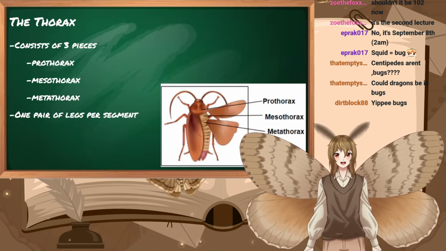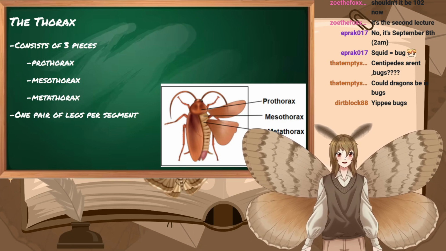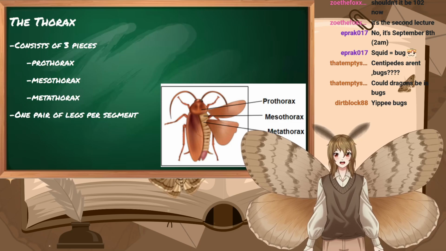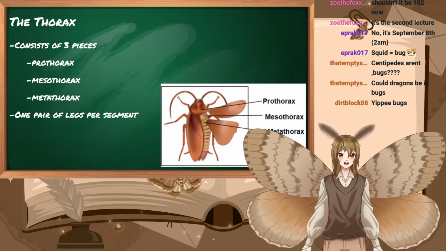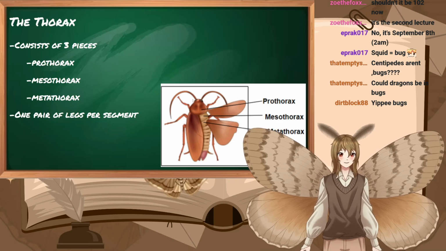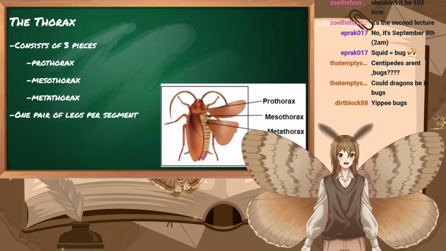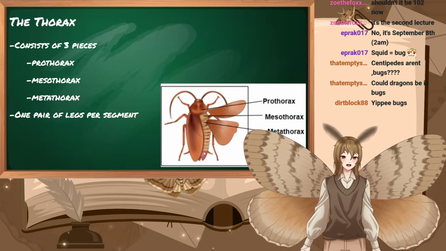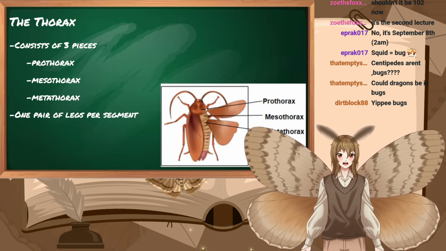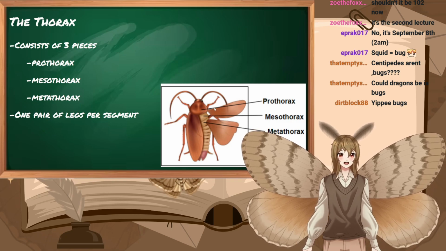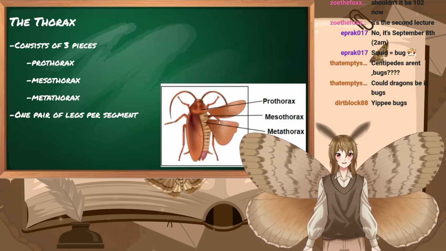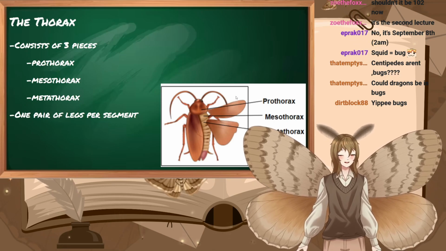Now, the thorax. It also consists of three pieces. We have the prothorax, the mesothorax, and the metathorax. You can see them here where they are on the body. The first one, which is attached to the head, would be the prothorax. Then we have the mesothorax in the middle, and the metathorax at the end, which is connected to the abdomen. Each segment has one pair of legs, and the mesothorax and the metathorax both carry one pair of wings, here on this image of the cockroach.